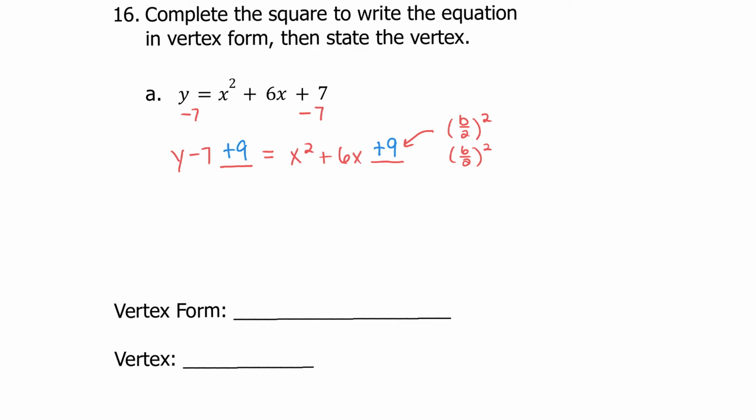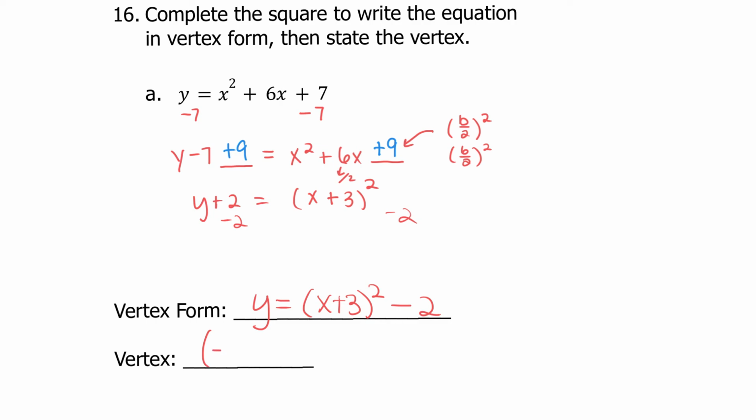So then you're going to have y plus 2 equals, now remember, this will always factor as a binomial squared. It'll always be x, and then just take that and divide it by 2. So 6 divided by 2 is 3. So that's what goes there. And then the last thing you have to do is just bring that 2 back over. So your vertex form is y equals x plus 3, quantity squared. But then you'd have to subtract that 2 over here, so minus 2. And that gives you your vertex of -3, -2.